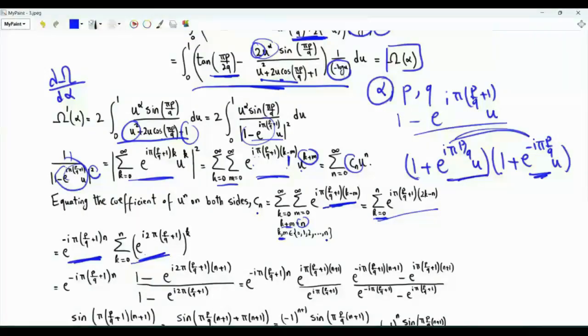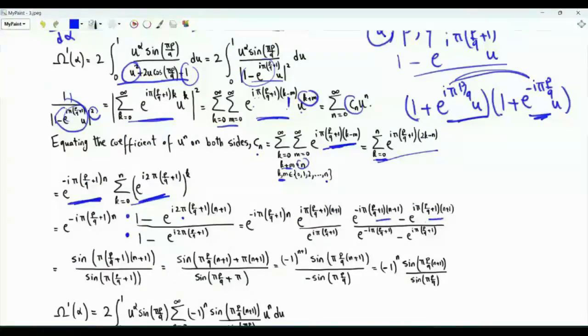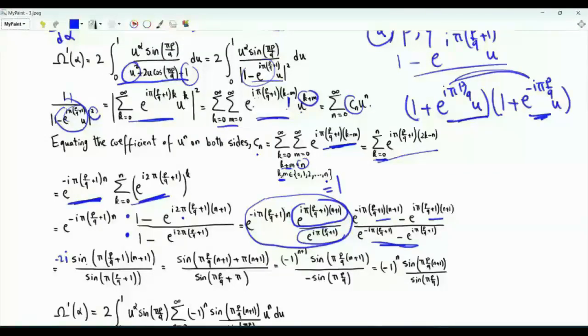With n plus 1 terms, the numerator can be written as the difference between these two exponentials and this common factor. Also, we can rewrite the denominator as the difference between these two exponentials and this common factor. Those three exponentials, when multiplied, give us 1. Then we have minus 2i sine pi times n plus 1 times p over q plus 1. Downstairs, we also get minus 2i sine pi p over q plus 1.